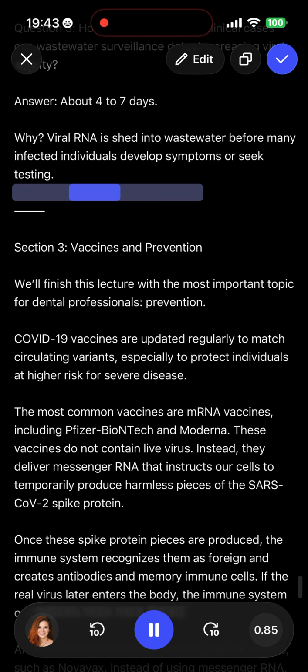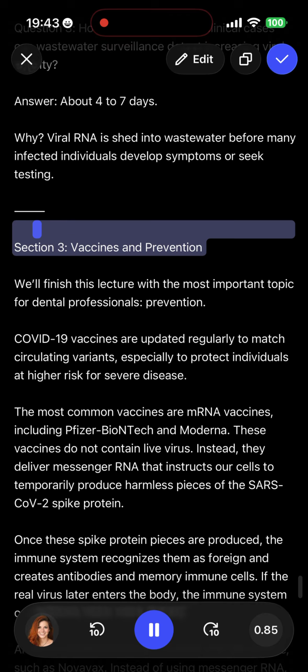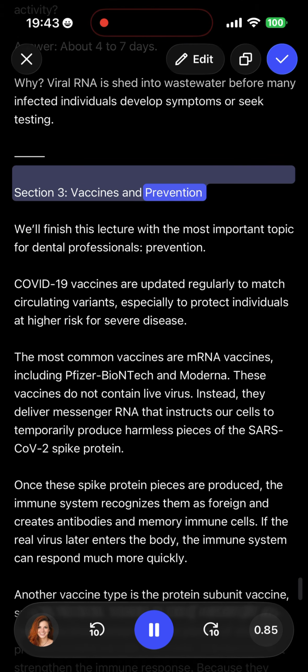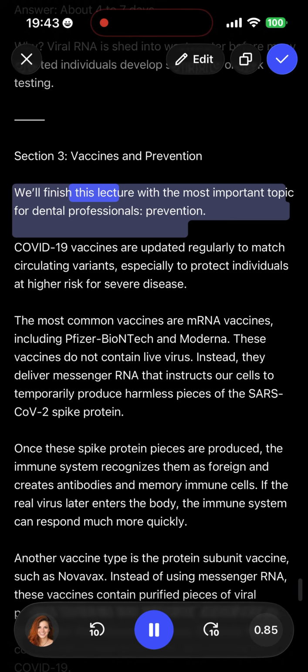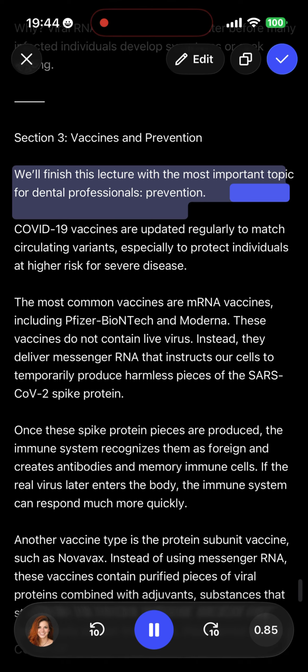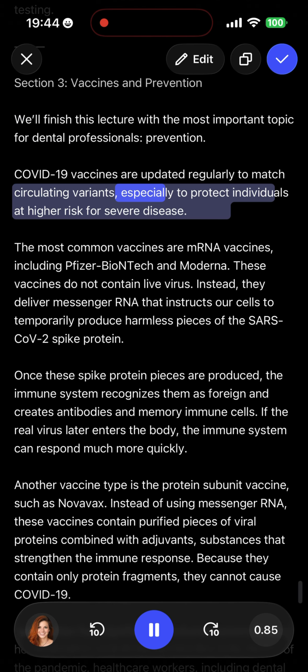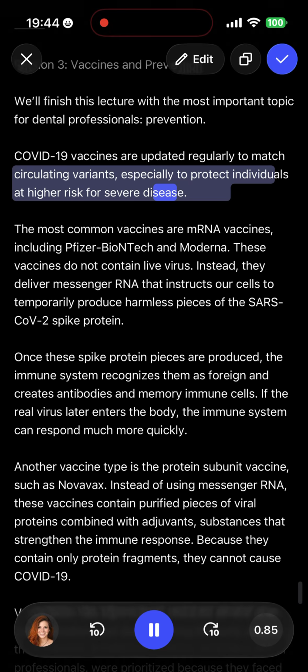Section 3. Vaccines and Prevention. We'll finish this lecture with the most important topic for dental professionals: prevention. COVID-19 vaccines are updated regularly to match circulating variants, especially to protect individuals at higher risk for severe disease. The most common vaccines are mRNA vaccines, including Pfizer-BioNTech and Moderna.